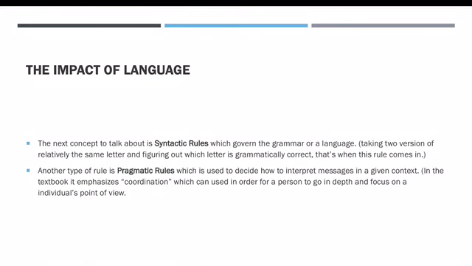So that's when you use synthetic language or synthetic rules. Another type of rule is pragmatic rules, which is used to decide how to interpret messages in a given context. In the textbook, in chapter 6, when it talks about pragmatic rules, it emphasizes coordination, which is really just to understand a person's point of view and to really try to go into depth of what that person is communicating to you.